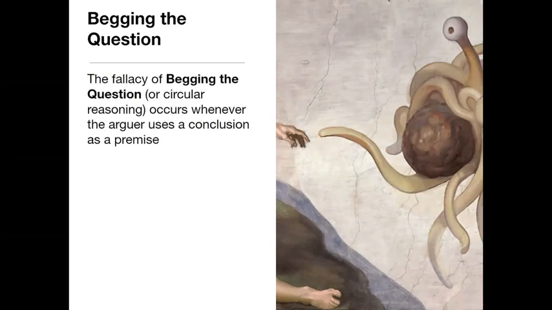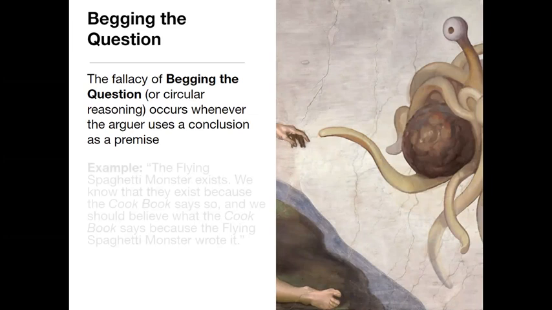All right, so the category 2 fallacies are the fallacies with unacceptable premises. So the first one is begging the question. This is a very common one, also with conspiracy theorists. This is often referred to as circular reasoning, and this occurs whenever the arguer uses a conclusion as a premise, and then the premise as the conclusion.